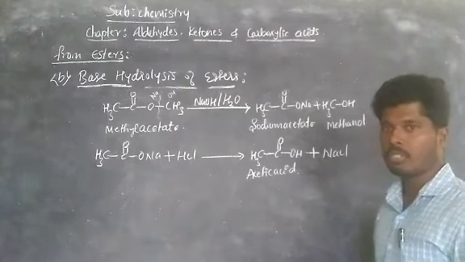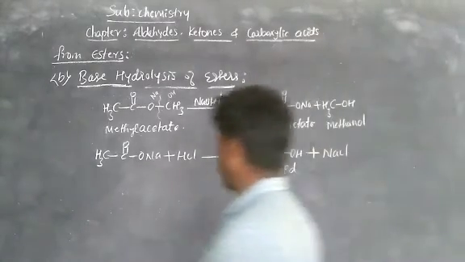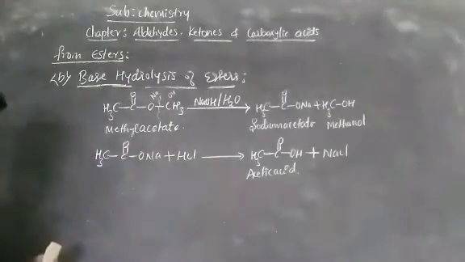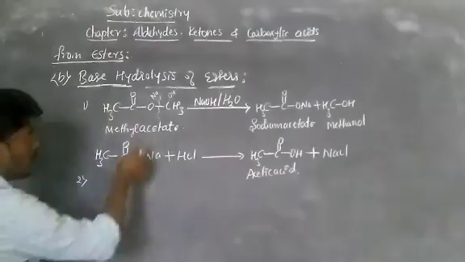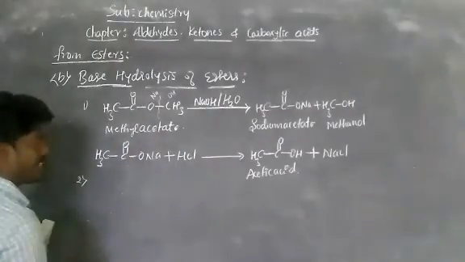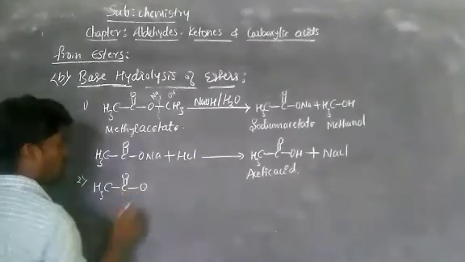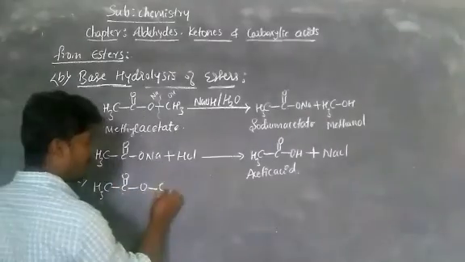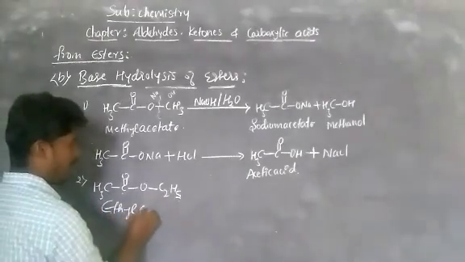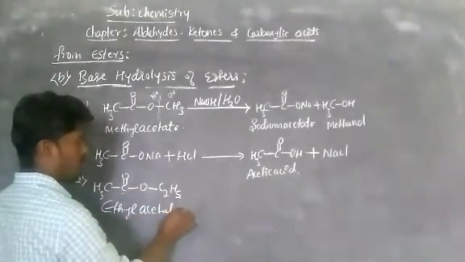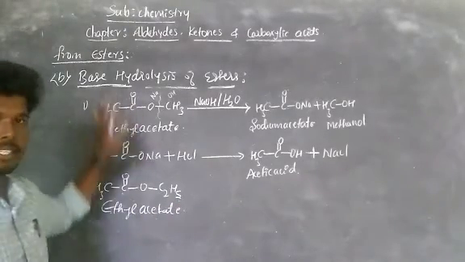Got it? So this is the hydrolysis of esters by base. We have studied one example. Similarly, take one more example for homework. Ethyl acetate. Ethyl acetate means CH3 C double bond O, this is the acetate group, and ethyl means C2H5. What is the name? Ethyl acetate. Now take this one as homework. Complete the reaction by using base.